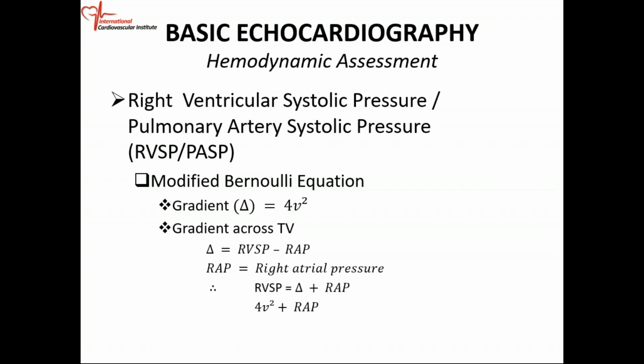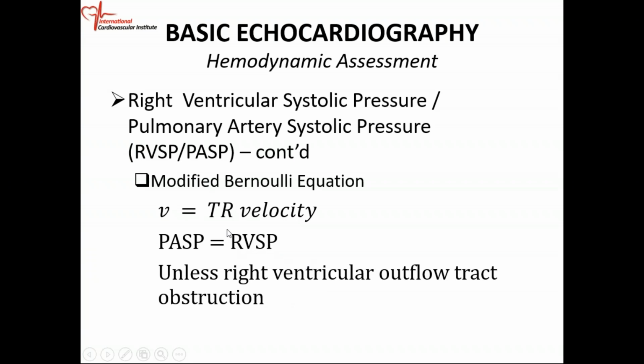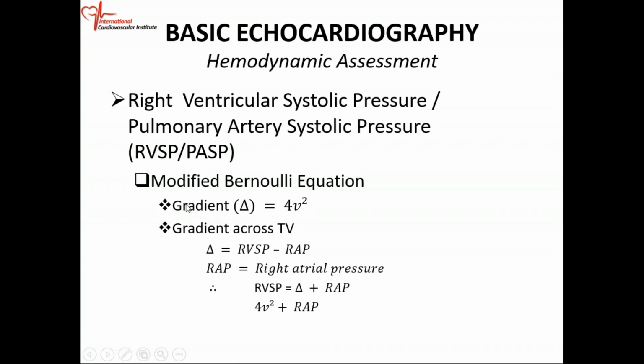So that gradient, remember we used this symbol as gradient. The gradient across the tricuspid valve is the pressure in the right ventricle, which should be greater than the pressure in the right atrium. That pressure difference is called the gradient because blood is flowing from the right ventricle across the tricuspid valve into the right atrium. Okay?